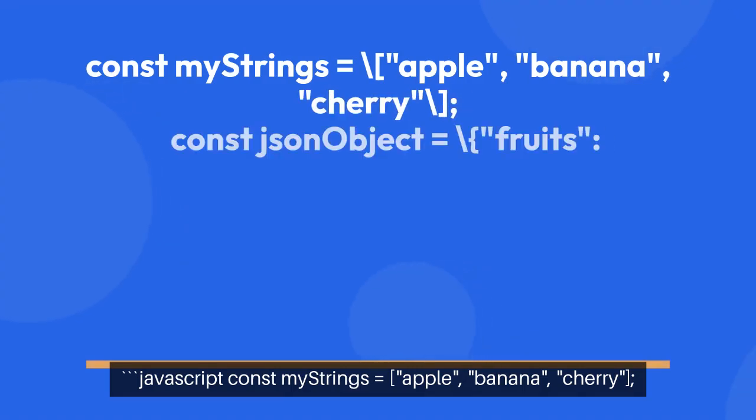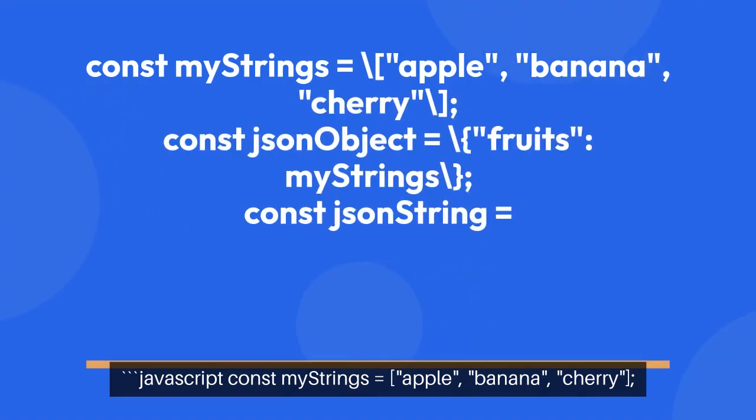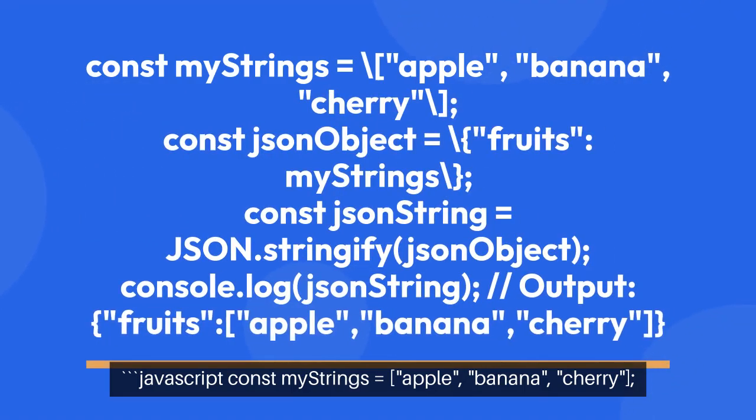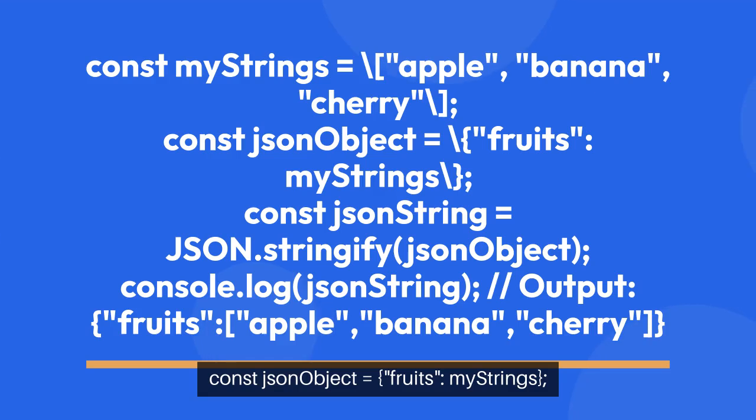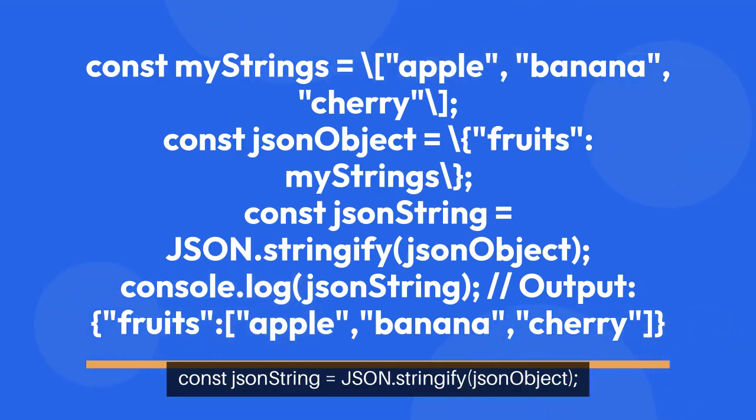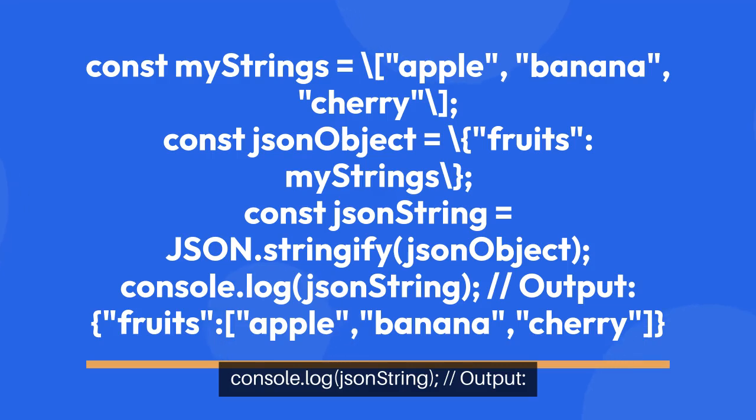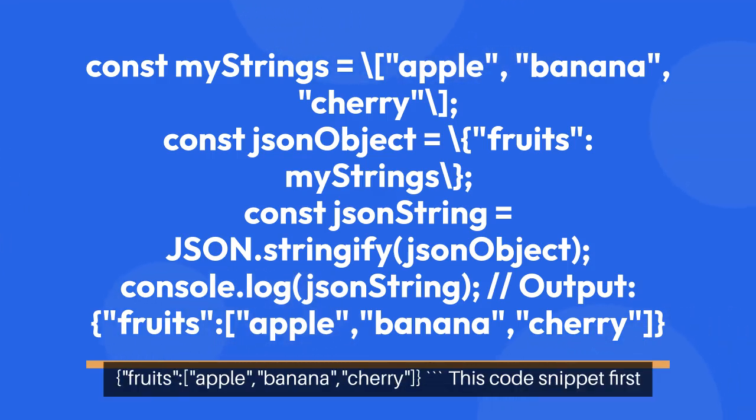JavaScript: const myStrings = ["apple", "banana", "cherry"]; const jsonObject = { fruits: myStrings }; const jsonString = JSON.stringify(jsonObject); console.log(jsonString). Output: {"fruits":["apple","banana","cherry"]}.